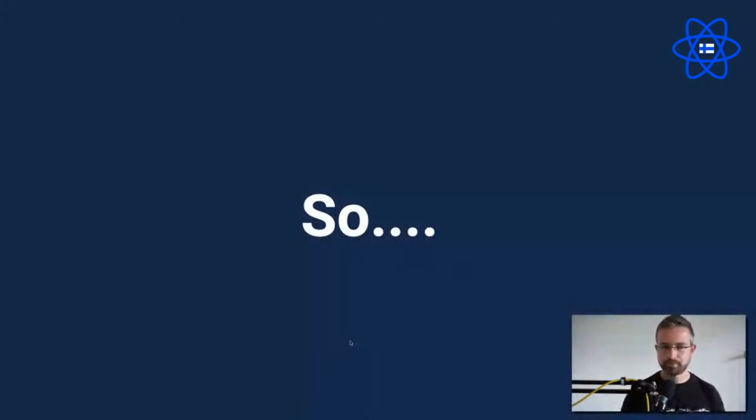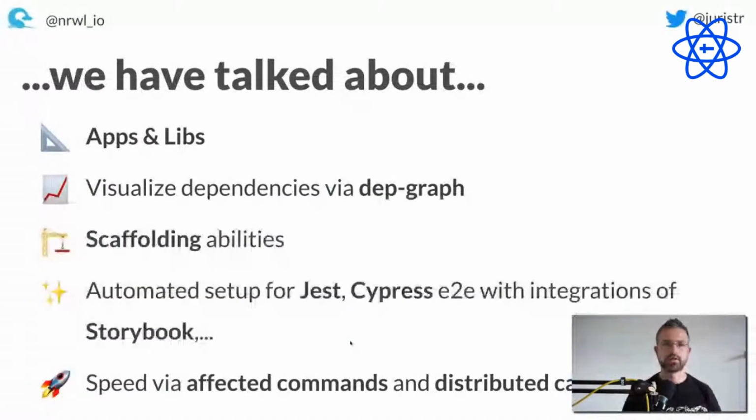So basically, to conclude a bit, since we're running out of time, we have talked about a couple of things now, right? Like apps and libraries. You can understand now what those are. The dependency graph, the scaffolding abilities, like we quickly saw Jest and Storybook and how that can work. And also some of the speed improvements you get, which are beneficial even in small environments but obviously get much more beneficial as you grow, which are the affected commands and the distributed caching.